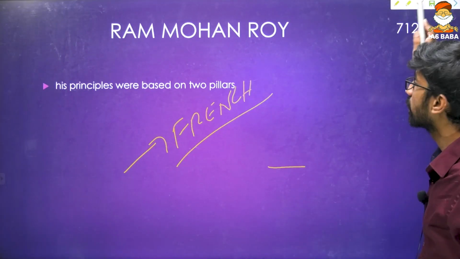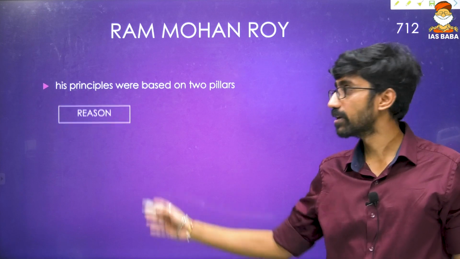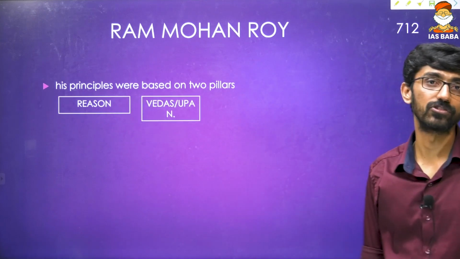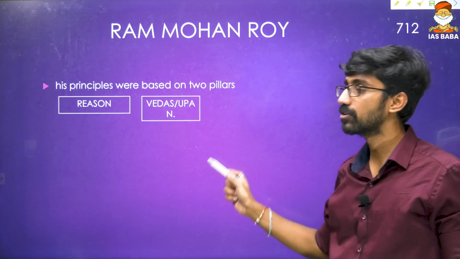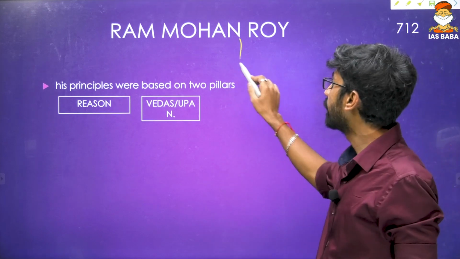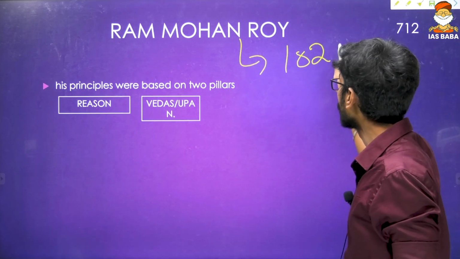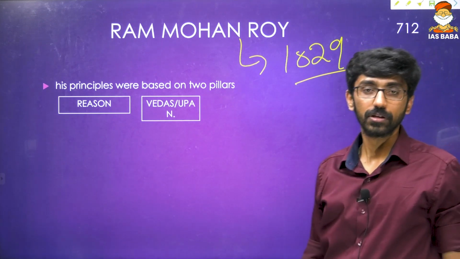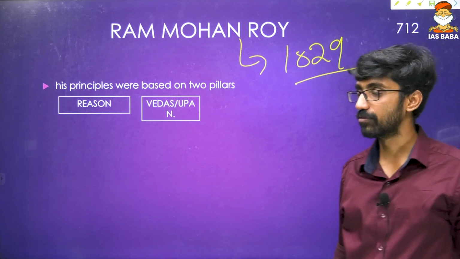Then again, Ram Mohan Roy's principles were based on two pillars: reason, and the Vedas and Upanishads. It's not against the Vedas and Upanishads per se, but rather against blind belief in them. Of course, he played a role in the abolition of sati in 1829. A famous fact, but sometimes we have to say it.